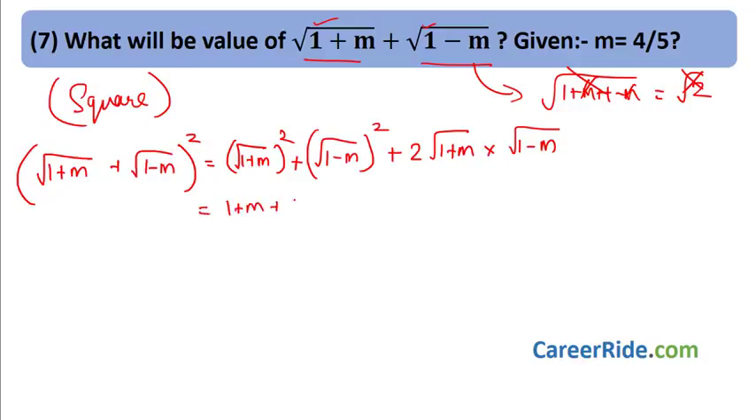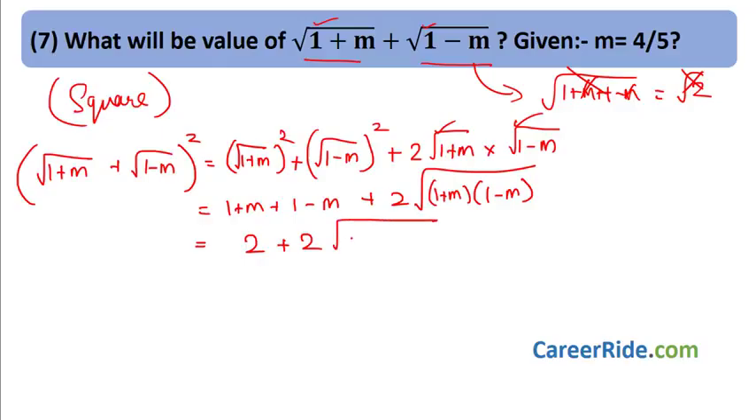1 plus m plus 1 minus m plus 2. Now here surds are same, square root, surds are same. So we can directly multiply. What we can have? 1 plus m into bracket 1 minus m. What you will get over here? 2 plus 2 into root of 1 minus m square, because a plus b into a minus b is nothing but a square minus b square.